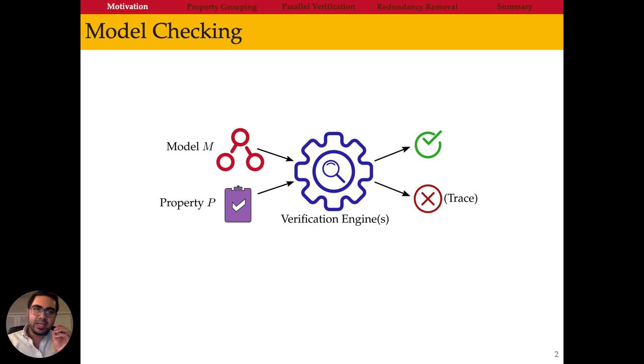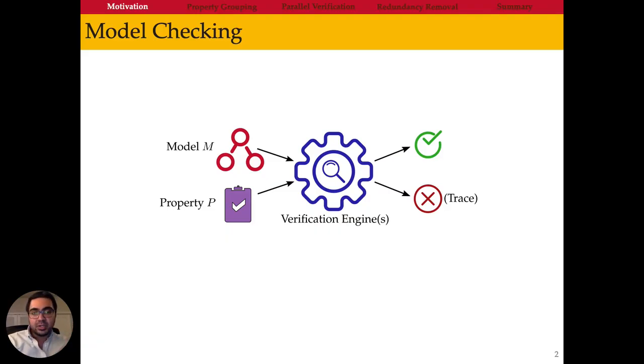So going back to basics, the process of model checking takes as input a model M of the system under verification and a property P representing the system requirements. The verification engine then checks if the property satisfies the model, and if not, returns a counterexample trace that shows the exact execution of the system that violates the property.